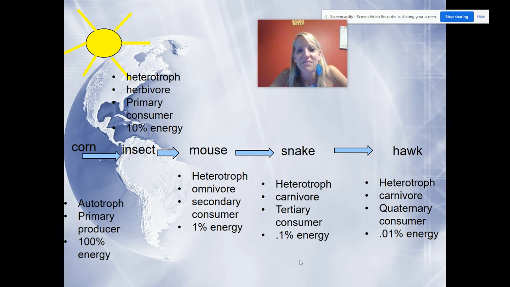And then it loses 10% as heat again. And then this would be a pyramid. If you were to draw this out, it would be in a pyramid. The bottom, the primary producer, gets 100% of the energy, and then next up and next up.